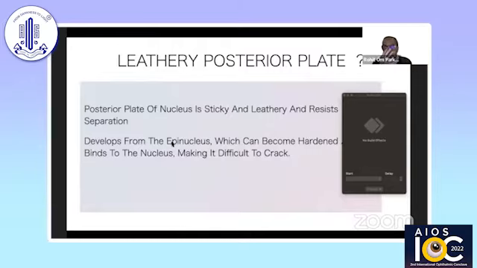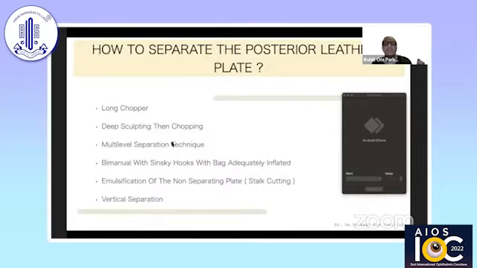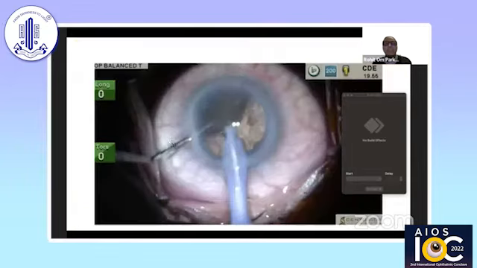Leathery posterior plate is another important factor which we have to see because it is very difficult to take it out. So what are the different ways? Use long chopper, deep sculpting, multi-level separation, bimanual technique with Sinskey hooks with the bag adequately inflated, and the rest I will show in the video.